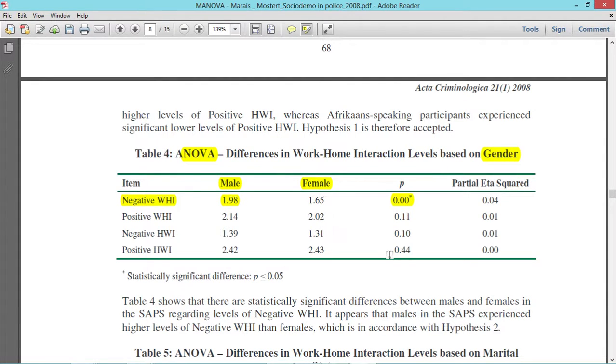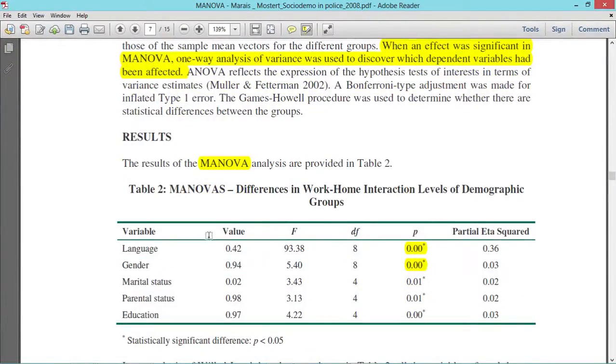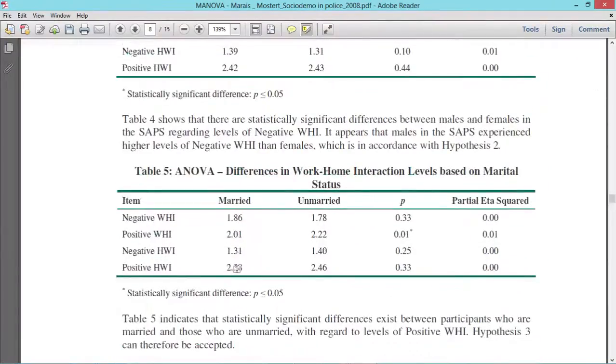So let's look at one more group. Okay, so we'll take the next group that has a significant p-value in the MANOVA table. That is marital status. Okay, so let's go to the ANOVA table for marital status. Okay, ANOVA in terms of the differences in work-home interaction levels based on marital status.